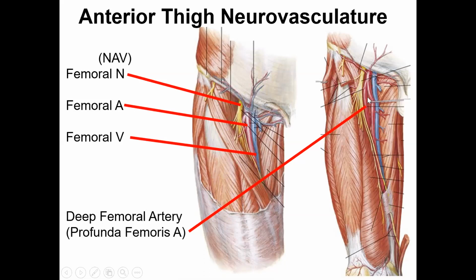If we go a bit deeper here, we can see the branching of the deep femoral artery, also called the profunda femoris artery, which is a branching artery that comes off of the femoral artery itself, and that will go deeper into the thigh and innervate some of the deep thigh muscles that we spoke about. So we've got the femoral artery, and then branching off of that is the deep femoral artery.